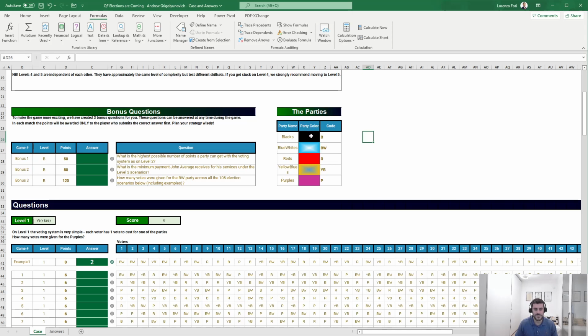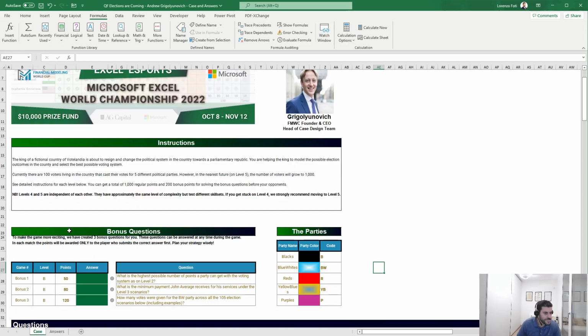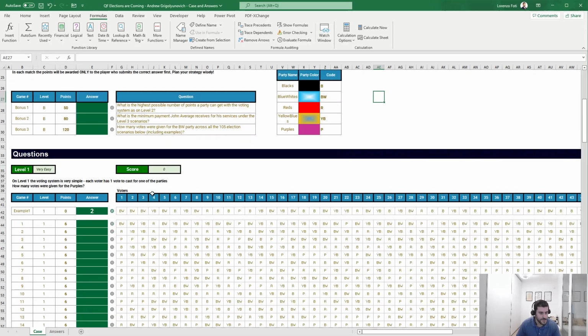In particular, for some levels, you will have colors to understand which party has been voted. To be honest, if I had to play this live, I would probably have messed this up because I didn't know about the possibility to find and replace values using the format of the cell. Of course, I know that option of Excel, but you never know what skill set you get. So you have 100 voters who vote for five different parties, and you need to assess what is going on for each level.